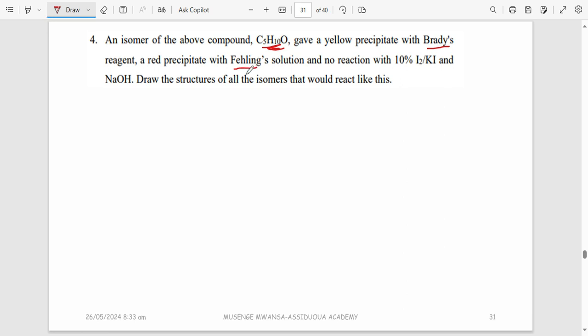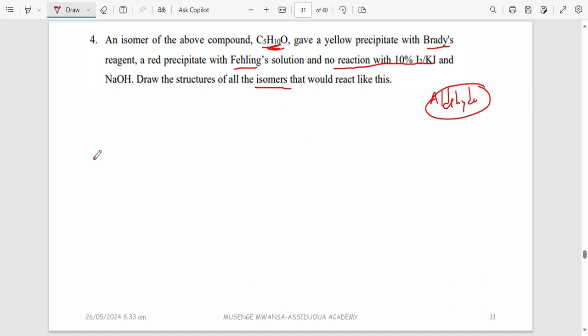The meaning of that is that it's actually an aldehyde because it's positive for Fehling's. It's an aldehyde. And then they've said, no reaction with 10% iodine or potassium, meaning that there is no terminal methyl group. Draw the structure of all the isomers that will react. So you want an aldehyde with that formula, and it shouldn't have any terminal methyl group.